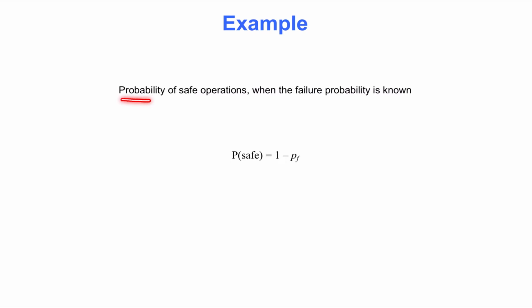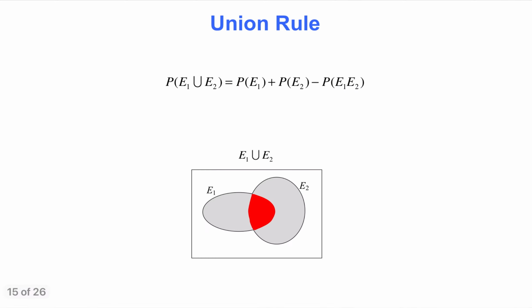Suppose you know the probability of failure of a facility during a specific time period. What is the probability that the facility will be safe during that time frame? The answer is 1 minus the failure probability. The next slide introduces the union rule.